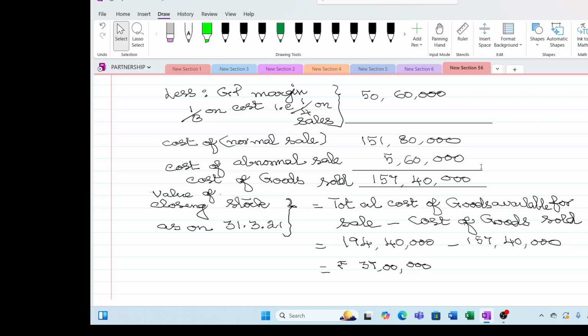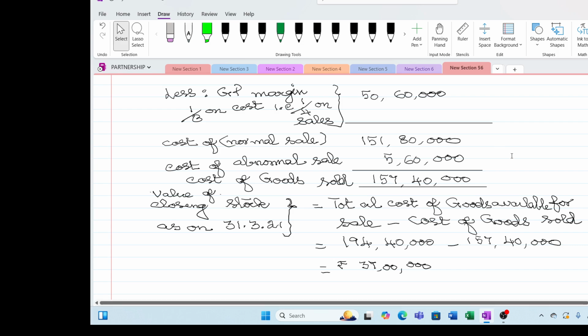So we have to find out the cost price of the goods sold. That is cost of goods sold. That you have to find out, nothing else. So it's a very, very simple sum. So you'll be able to understand.